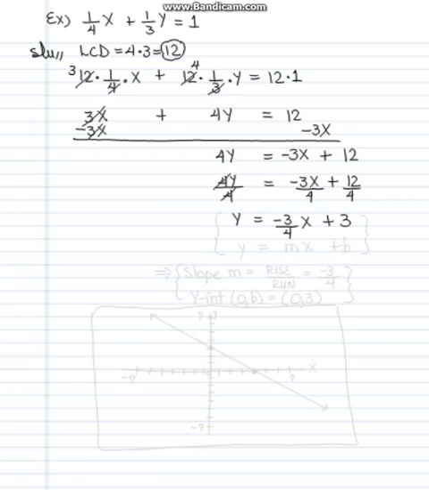Okay, so this is y equals m times x plus b. Just compare those two, and we see that the slope m, which is equal to the rise over the run, is equal to negative 3 over 4. And the y-intercept, which is the ordered pair (0, b), in this case the b value is 3. Okay, now let's use this information to do our graph.